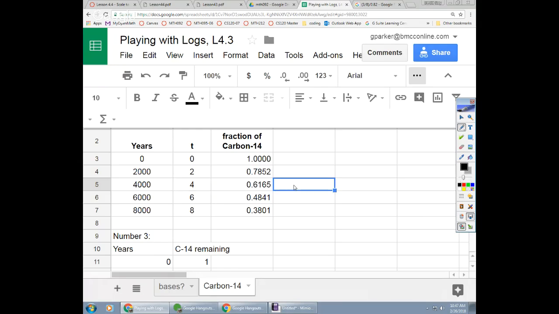So this one right here, if I typed it into a regular calculator, it would be 0.8861 raised to the power 4. And that's where I got the 0.616-ish. We'll get to the harder stuff later. This one, we're just plugging numbers into the calculator.